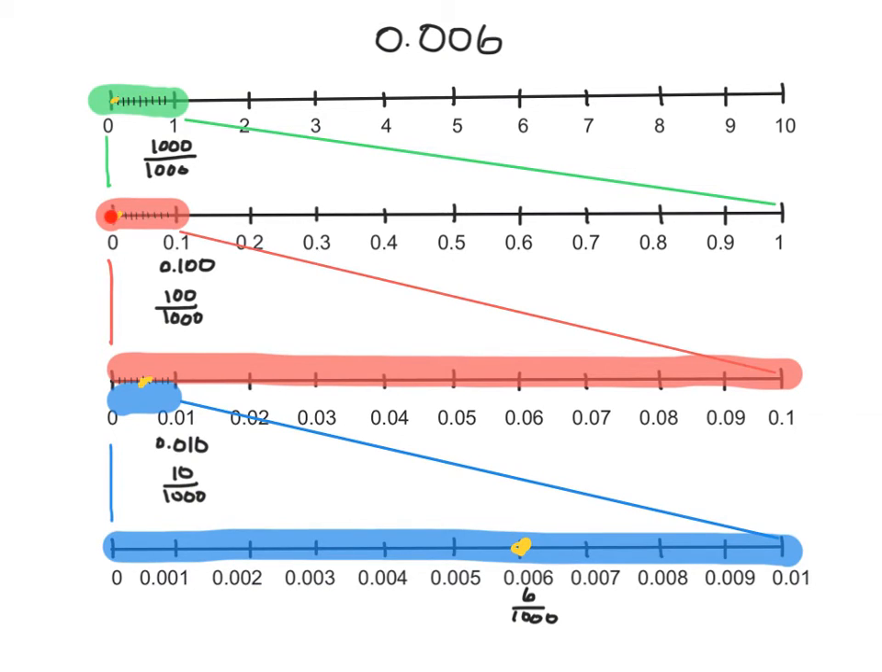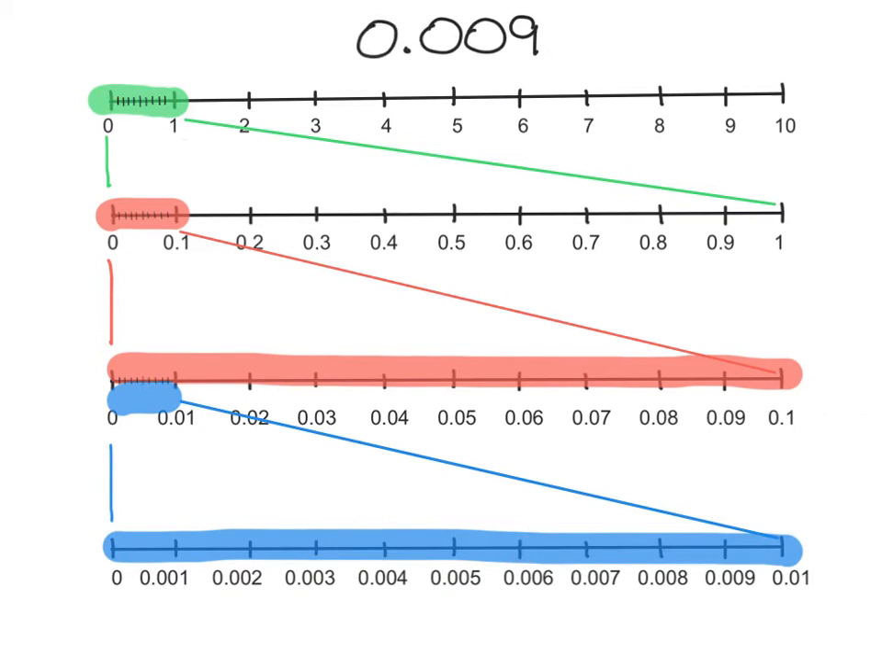These were really hard to read up here, these first two. This one got a little bit easier, but this one's really easy to see where it is. You try. See if you can touch the iPad where 9 thousandths would go on each of the 3 or the 4 number lines.